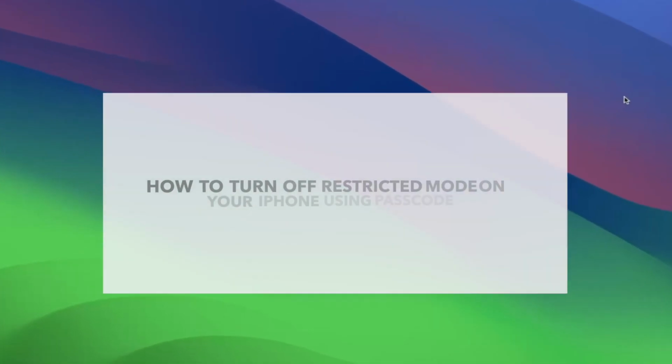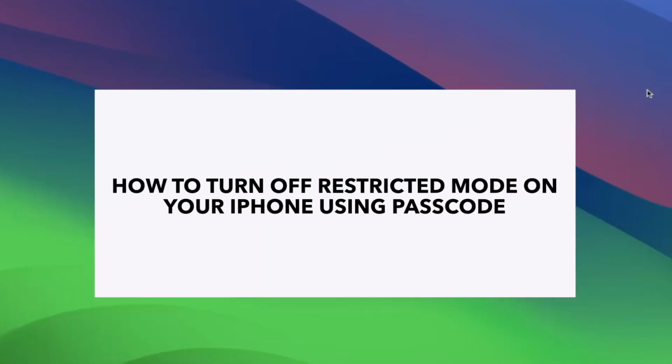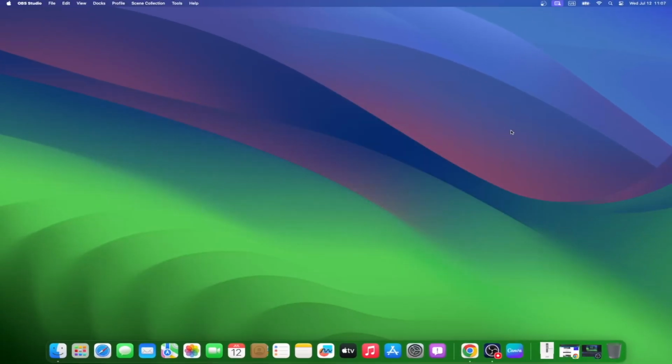If you can remember your iPhone's restricted mode passcode, you can easily turn off this feature from the Settings app. If you are using iOS 12 or a later version, you will need to utilize the Screen Time feature instead of restricted mode. Here's how to turn off restricted mode on your iPhone from the Settings app.